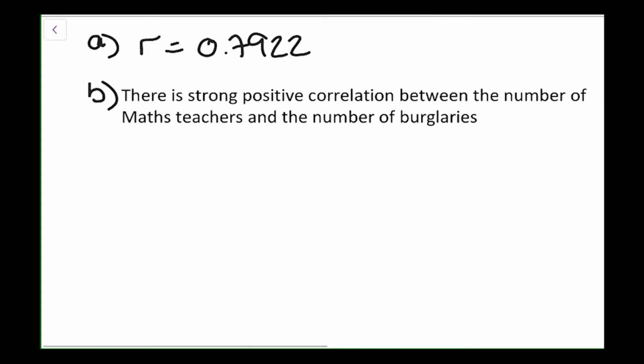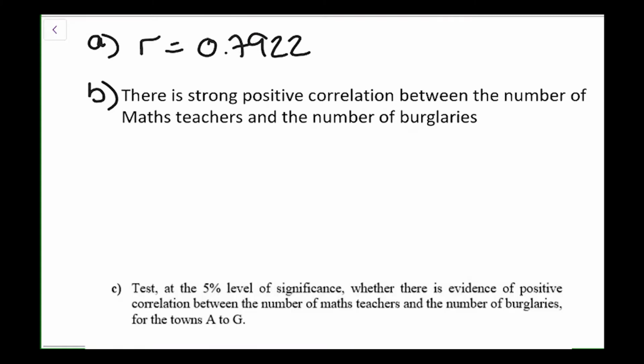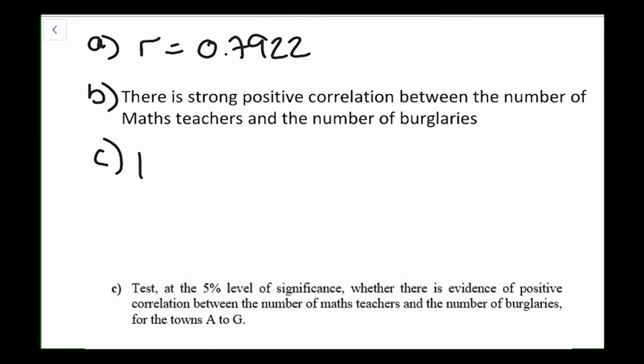In part C of the question, we're asked to test at the 5% level of significance whether there's evidence of positive correlation between the number of maths teachers and the number of burglaries for towns A to G. So this is going to be a hypothesis test as usual. First thing to do is we need to set up our hypotheses. H0 will be that rho equals 0. There is no correlation in the town between the number of maths teachers and the number of burglaries. And the alternate hypothesis H1, that actually there is positive correlation between the number of maths teachers and the number of burglaries.